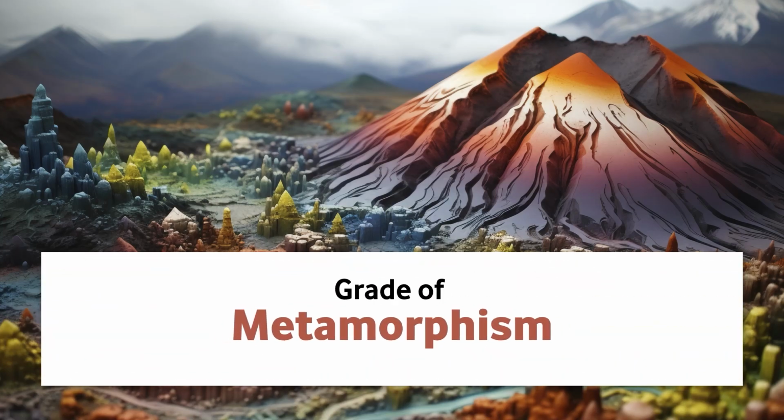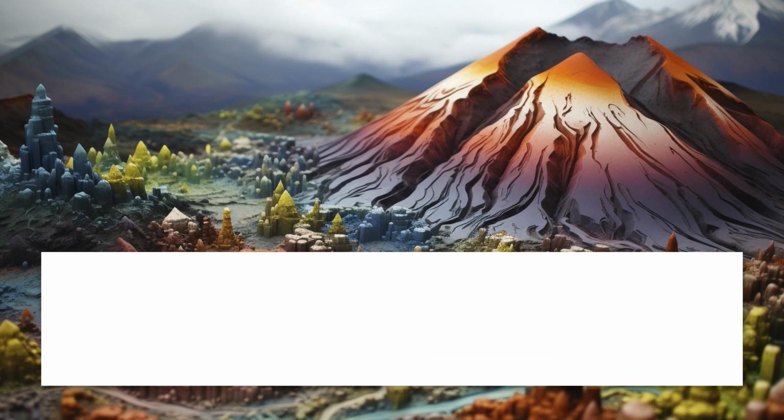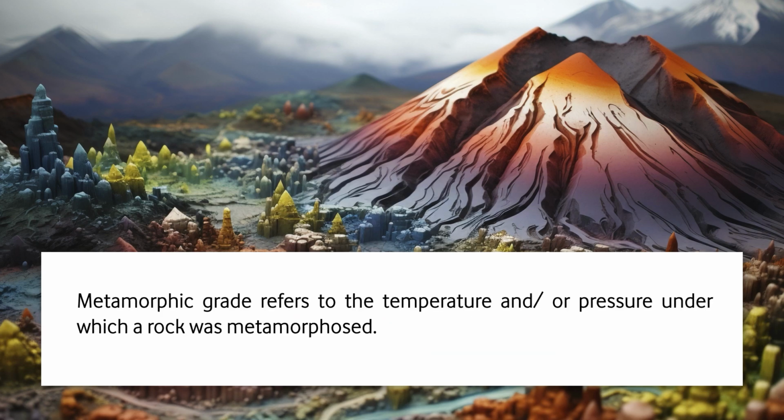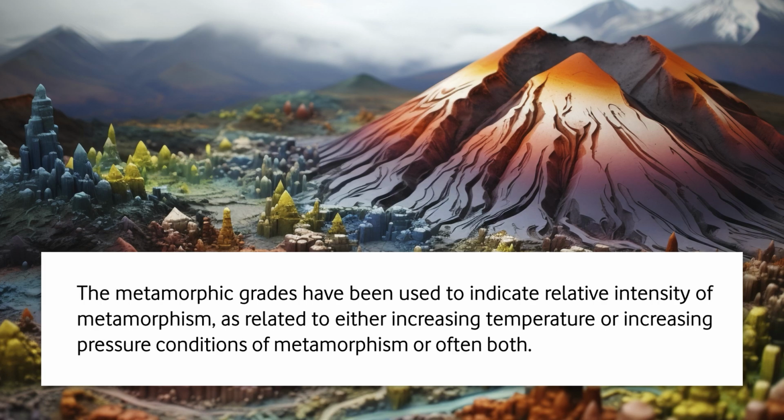Grade of metamorphism. What is the grade of metamorphism? Metamorphic grade refers to the temperature and/or pressure under which a rock was metamorphosed. Metamorphic grades are used to indicate the relative intensity of metamorphism as related to either increasing temperature or increasing pressure conditions of metamorphism, or often both.